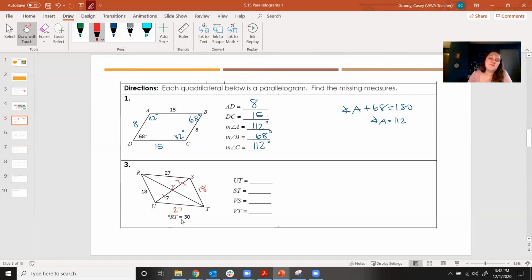There's a very important piece of information here. It says RT is 30. Okay? So this diagonal is being bisected or cut in half. If the whole thing is 30, then each of these halves has to be 15. So now I can say that UT is 27, ST is 18, VS is 7, and VT is 15.